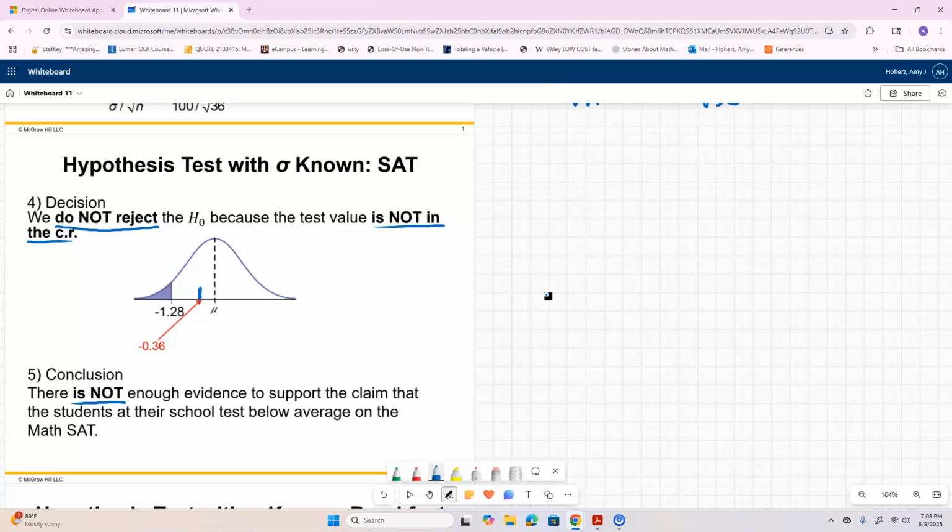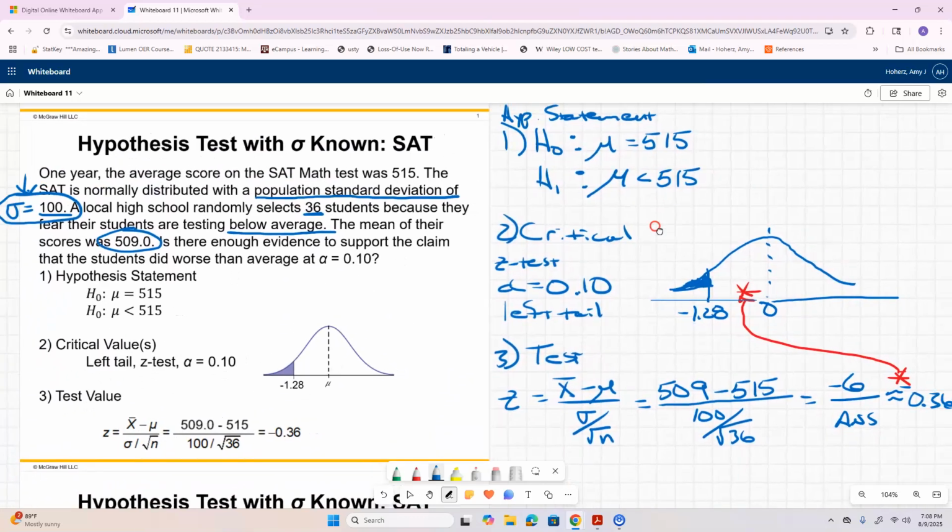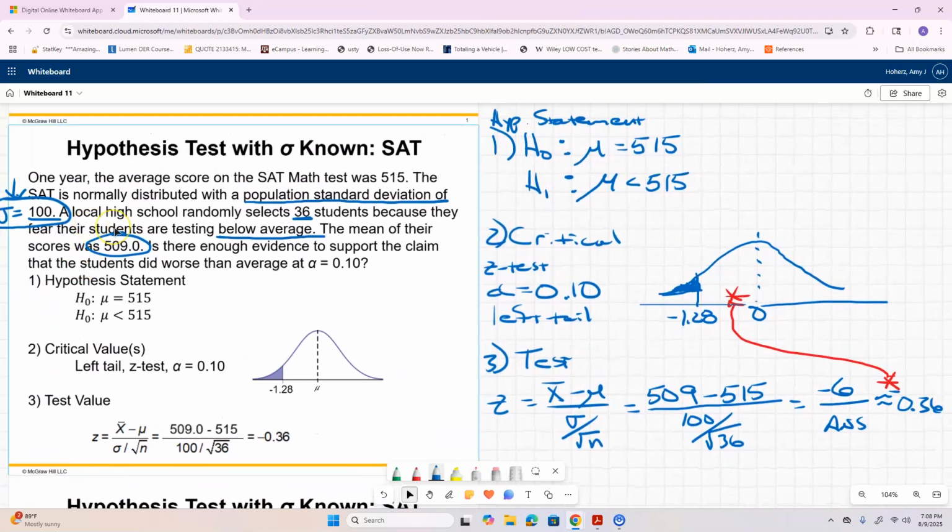And so our conclusion is there is not enough evidence to support the claim that the students at their school test below average. This is one of the things that's always very frustrating when I see data from schools and such. People collect data from schools and they'll say, oh my gosh, this student is performing below average because we took a sample and the average score of those students was 509, and that's 6 points below the national average. But with that small of a sample and that small of a difference, that is not statistically significant enough to say that the students are actually testing below average.